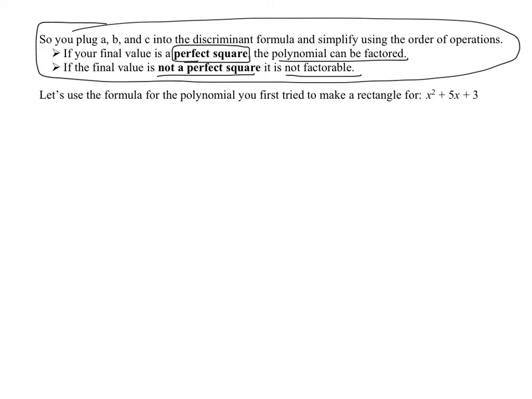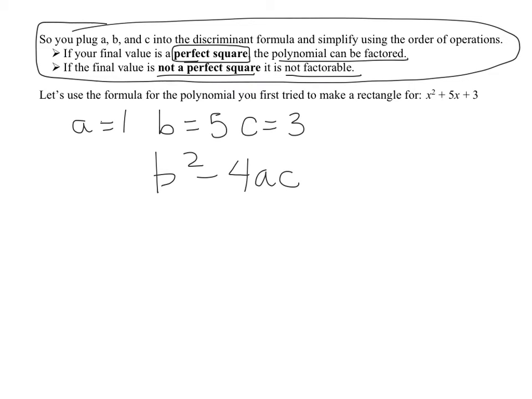So let's go ahead and take the problem that you did earlier, x squared plus 5x plus 3, and use the discriminant. In this case, a is equal to 1, b is equal to 5, and c is equal to 3. Now the formula is b squared minus 4ac. We're just going to evaluate this formula by plugging 1 in for a, 5 in for b, and 3 in for c.